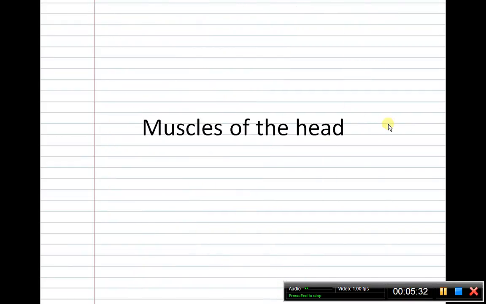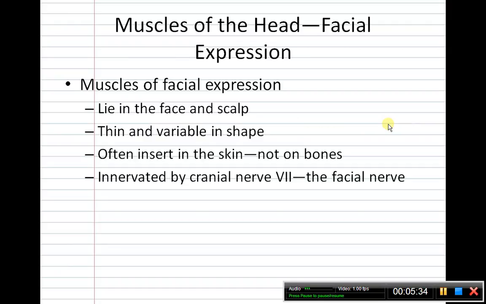All right, let's start with the head. So when you're taking your notes, go ahead and make a little section for the head, and we're going to go through each of the ones you have to know one by one.